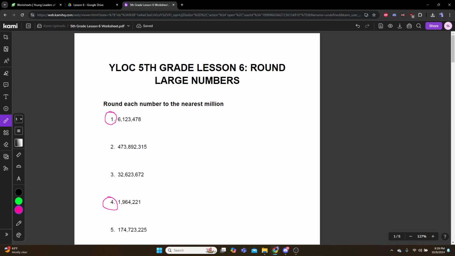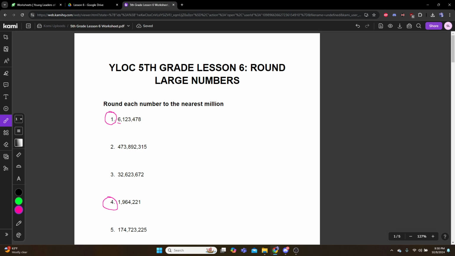Today we're going to be doing Whitelock 5th grade lesson 6, round large numbers. Round each number to the nearest million. So number 1, we could see this as 6,123,478. So if we're rounding to the nearest million, we're going to be wanting to look at the millions place.